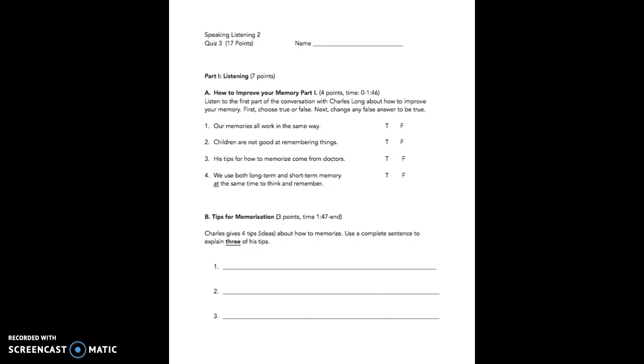Did you hear that? He said, we all use memory in the same way. That has the same meaning, right? As our memories all work in the same way. So in this case, we would circle true. I can't circle on here, but I'll highlight true. Now let's go to number 2. Children are not good at remembering things. Let's hear what they say.